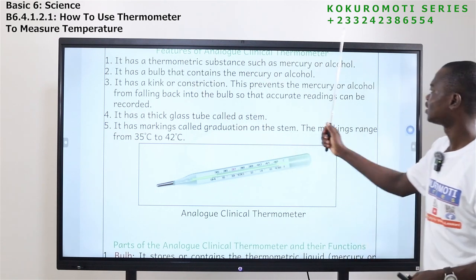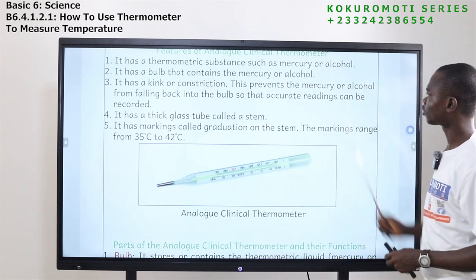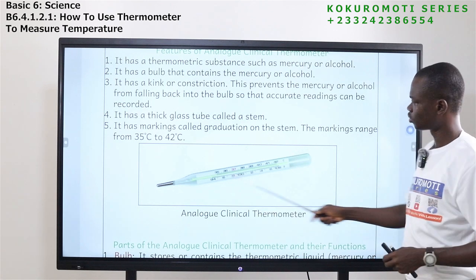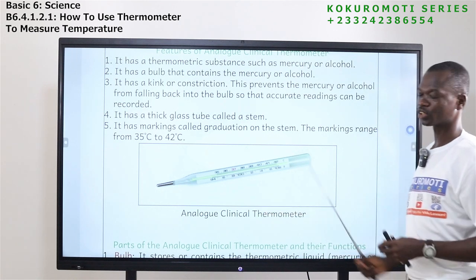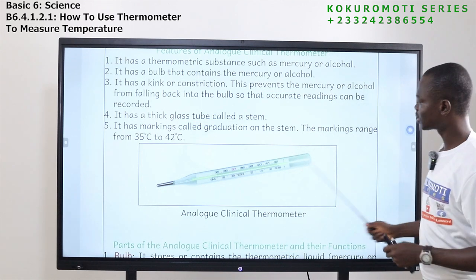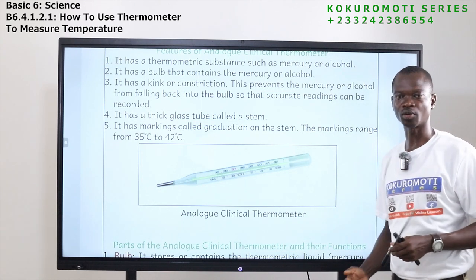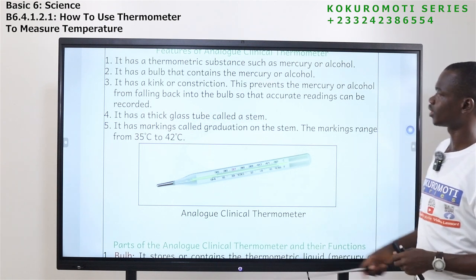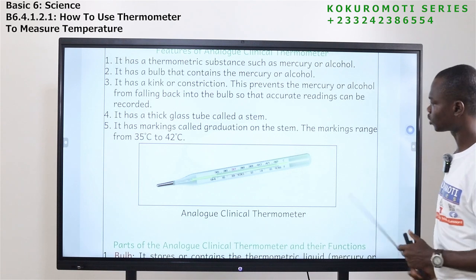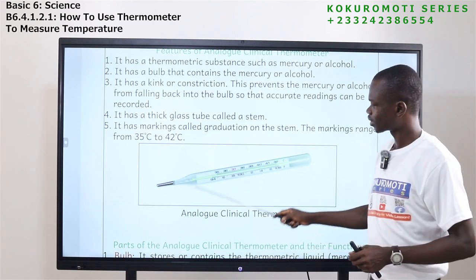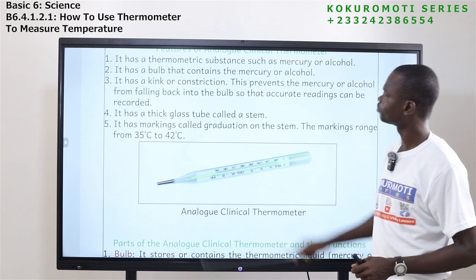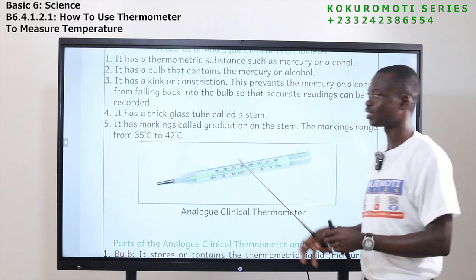One, it has a thermometric substance such as mercury or alcohol. So inside this tube, we have a liquid. That liquid is called the thermometric substance or thermometric liquid. This liquid can be alcohol, it can be mercury. Two, it has a bulb that contains the mercury or the alcohol. So the bulb is here. The bulb contains the mercury, it contains the alcohol.